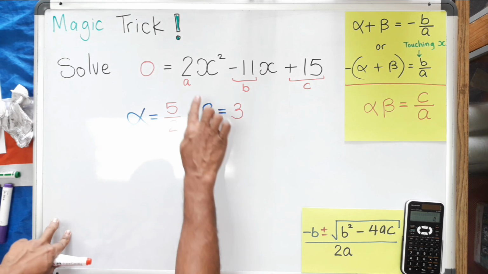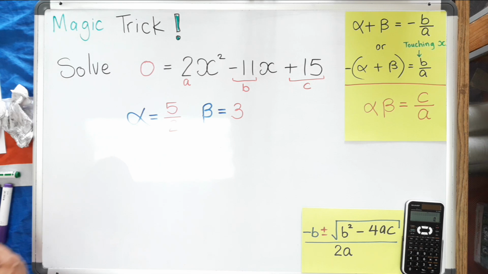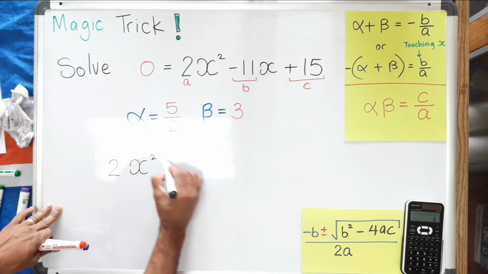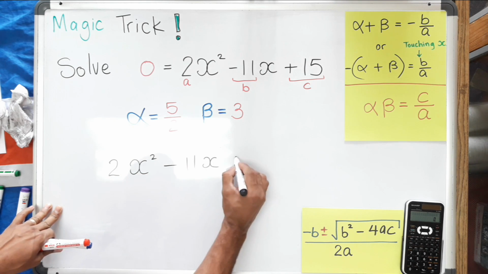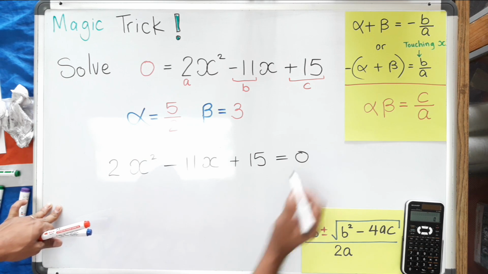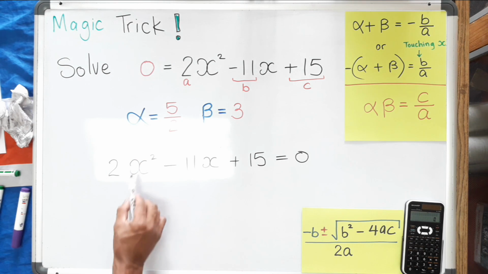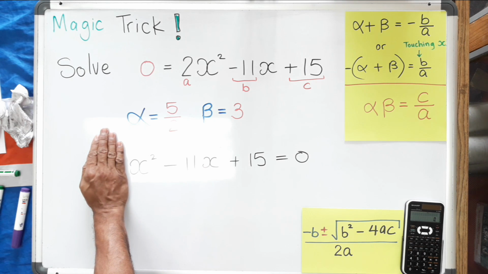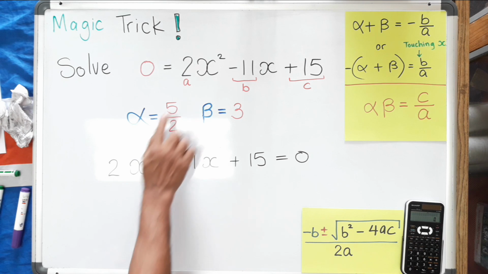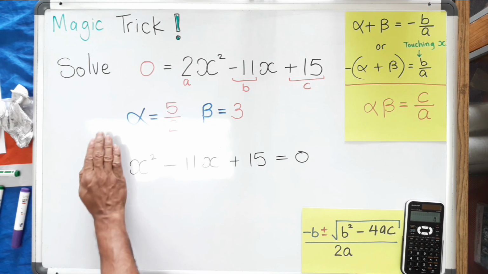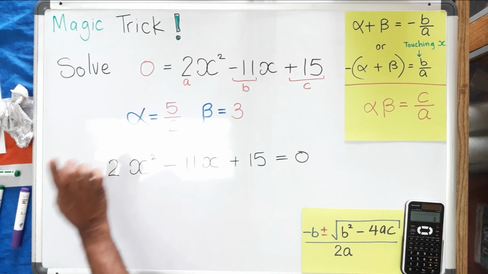So let me show you this magic trick. What we're going to do when we have this quadratic, I'm going to write it back here quickly. You're going to have 2x squared minus 11x plus 15, and I'm just going to put a 0 on this side. For this magic trick to work, the number touching x squared has to be 1. So we have a little problem here with this question. The number touching x squared is 2. We need the number touching x squared, or a, to be 1.